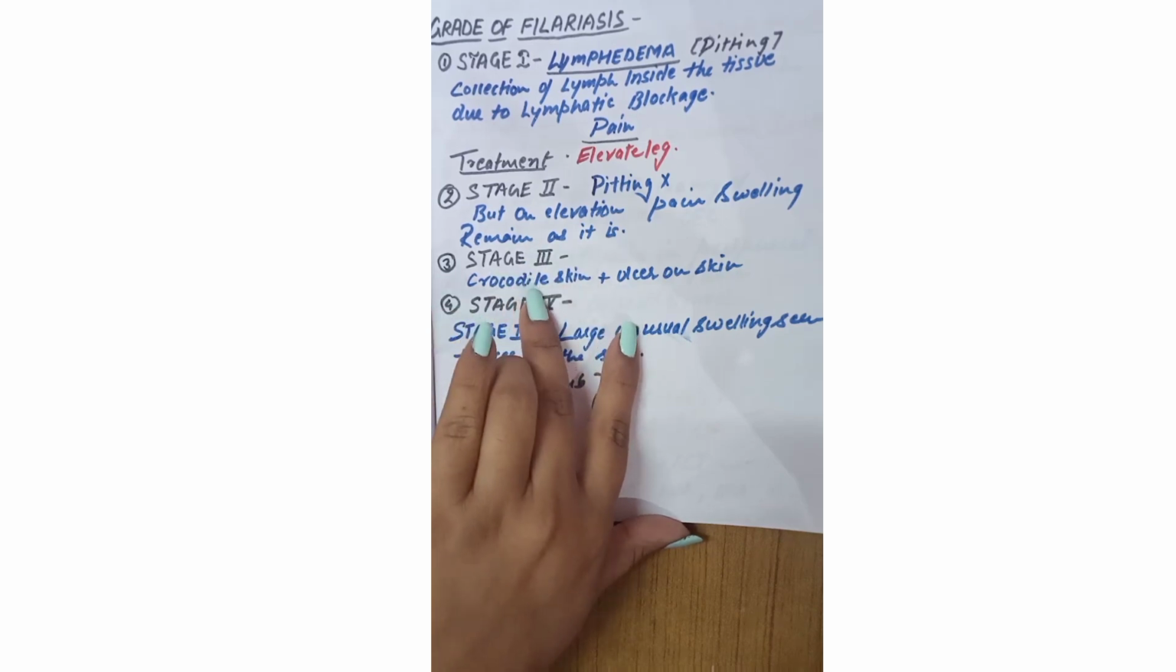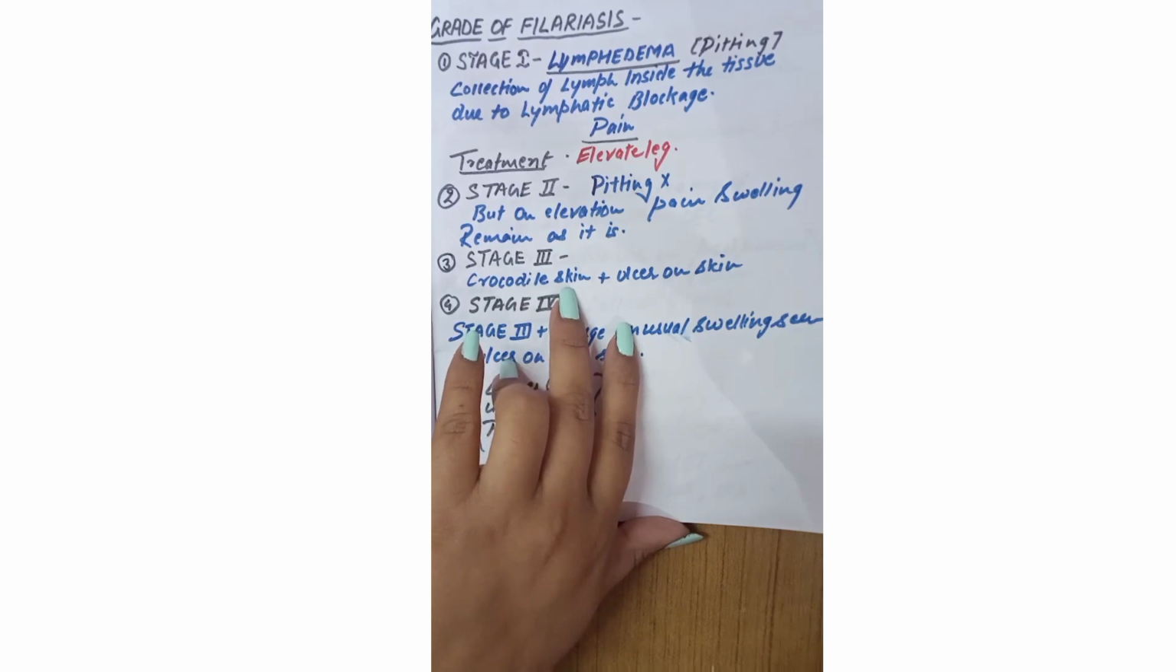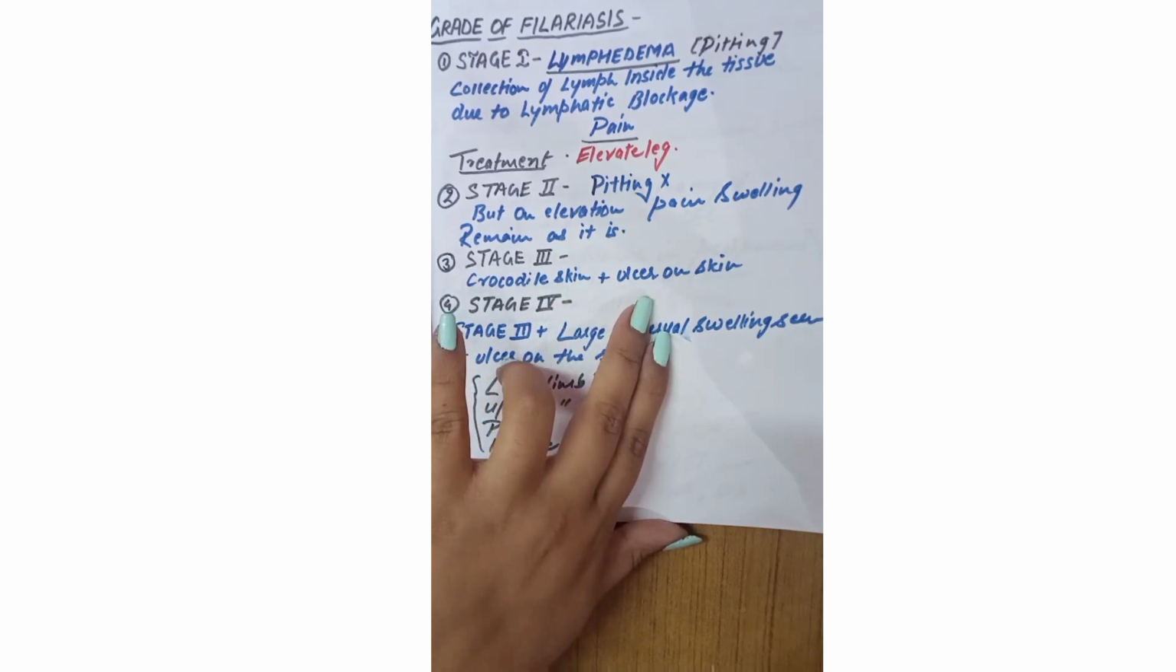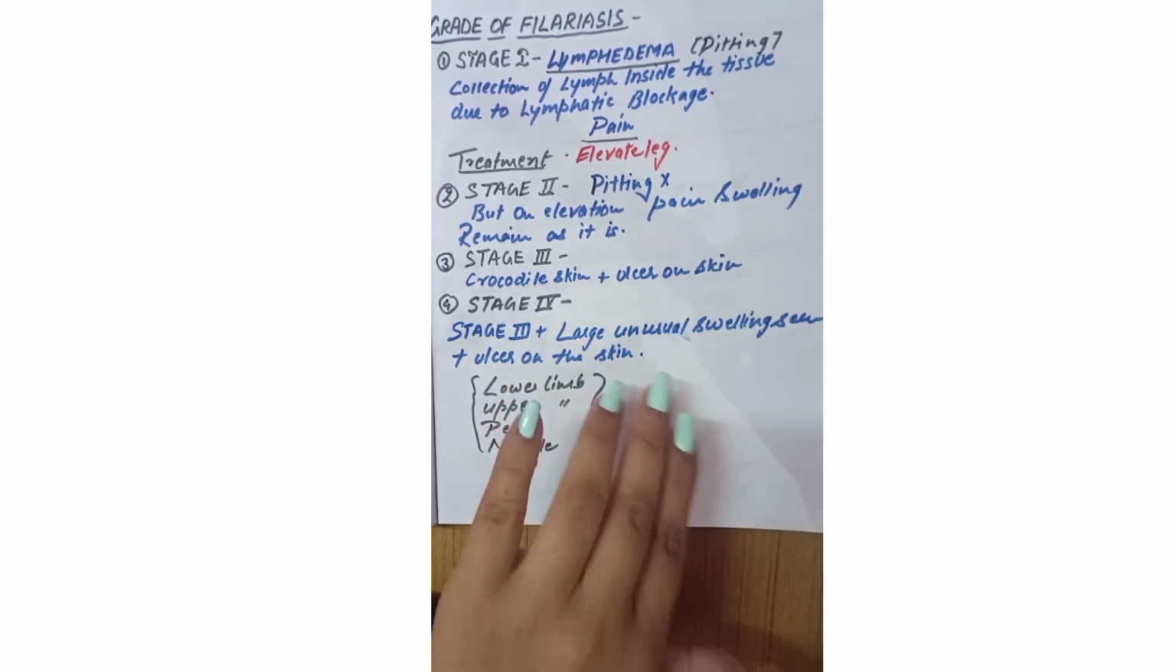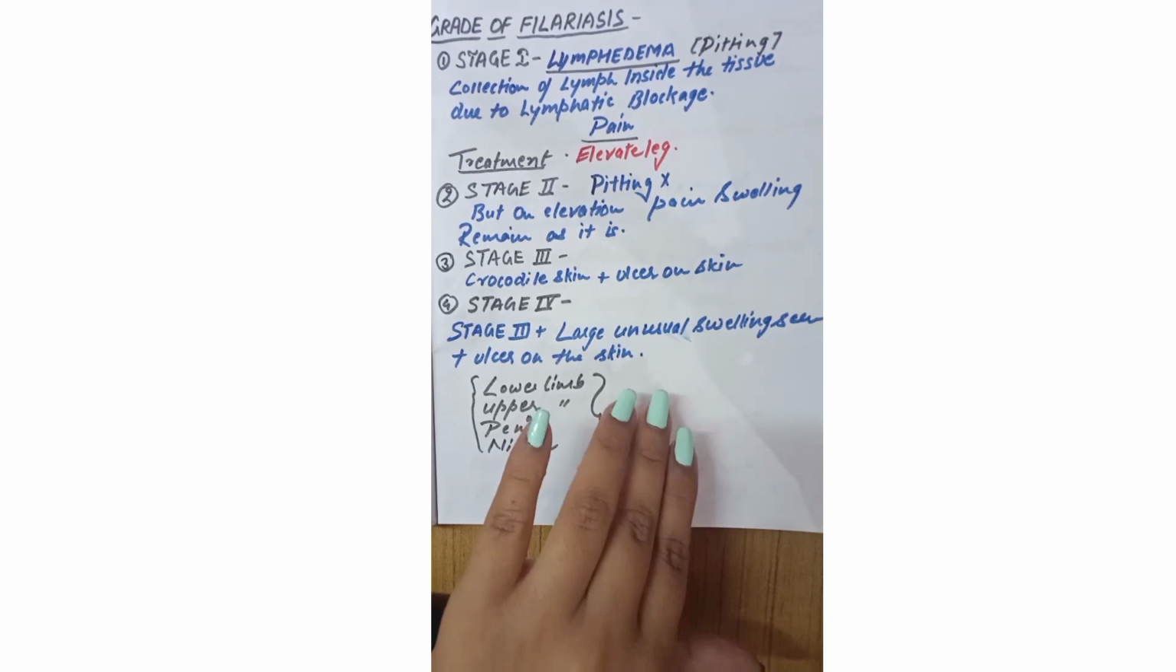स्टेज थर्ड में क्या होता है? क्रोकोडाइल स्किन, मीन्स स्किन काफ़ी रफ़ हो जाती है और जो स्किन होता है उस पर अल्सर बनने लगता है. ठीक है, यानी कि छाले. स्टेज 4 में क्या होता है कि स्टेज थर्ड के सिम्टम्स रहते हैं, यानी कि रफनेस रहेगी स्किन में, अल्सर रहेगा, साथ ही साथ बहुत अनयूजुअल सी स्वेलिंग आपको देखने को मिलेगी स्किन पे.